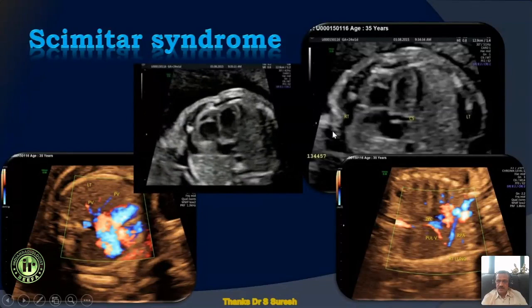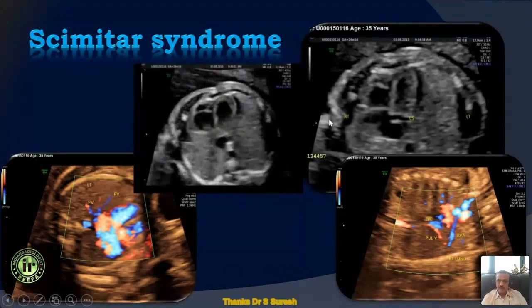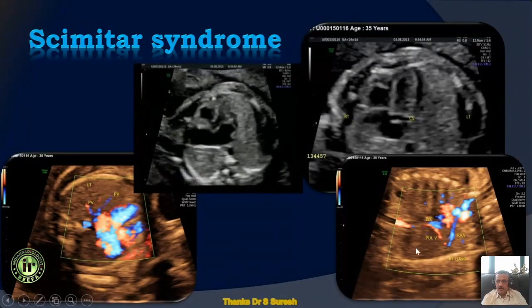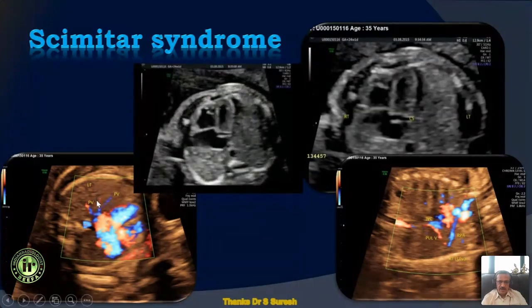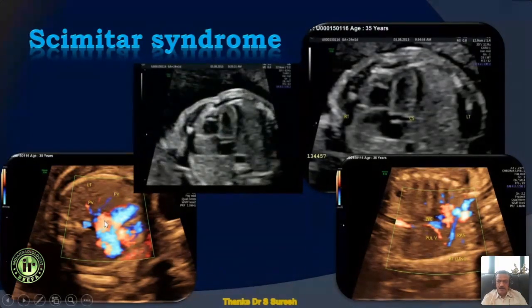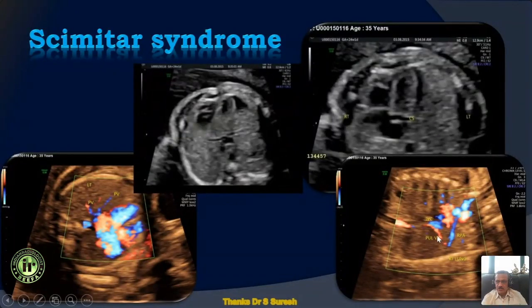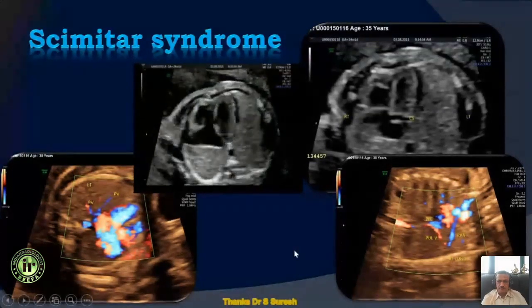And as you can see, there is no mass on the left side which is pushing the heart. So whenever this happens, we need to think of pulmonary hypoplasia. And now if you look at the vessels, the left pulmonary veins are draining rightly into the right place, whereas the right pulmonary vein is draining directly into the inferior vena cava. So that's a classical scimitar syndrome.